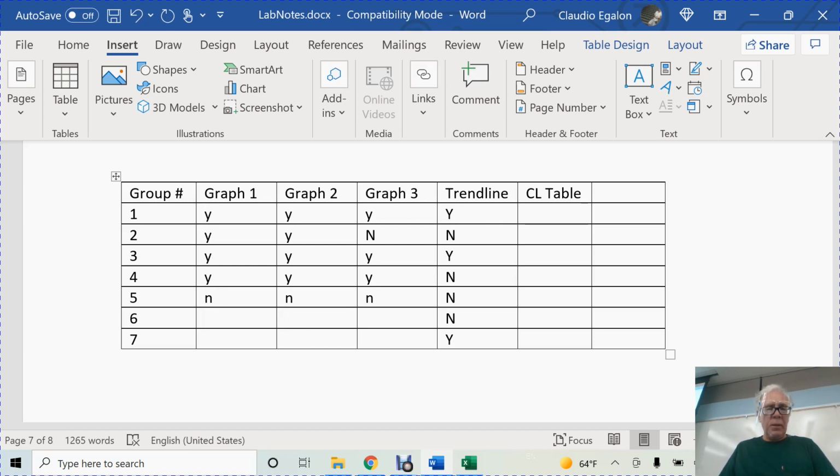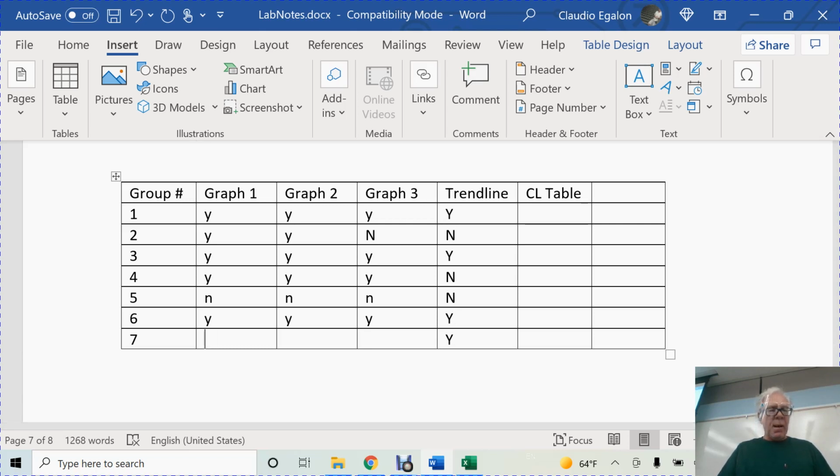Okay, so we can. Group 6. Did you do graph 1? Yeah, it's all good. 2? Yeah. 3? Yes. Trend line? Yeah. Trend line plus R square, right? The equation plus R square. Okay, so hang in there and I'll show you how to do the CL.